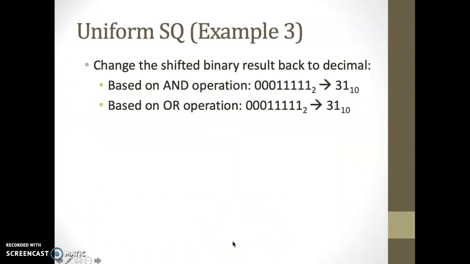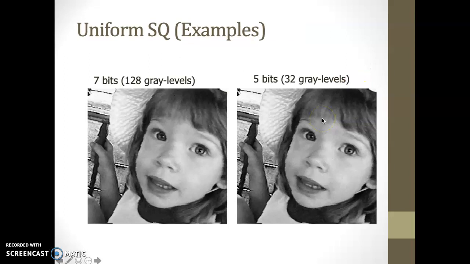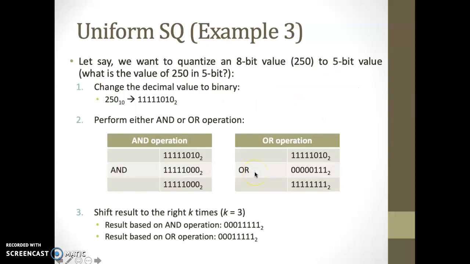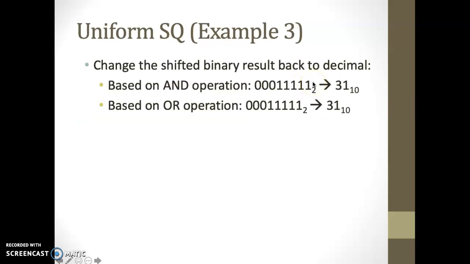Once you get the binary after shifting, you transform it into a decimal number. So 250 now will become 31.